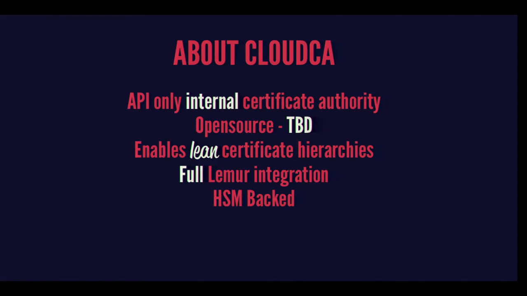So instead of trusting every CA under the sun, as most OSs do at the current moment, you can strip down your trust hierarchy to what you really need to talk to, right? So if you know that these two services are only going to talk to each other over TLS, they'll never talk to anybody else, you can reduce a lot of that trust and make that relationship much more secure. Unfortunately, we don't have current plans to open source CloudCA, just a resource restriction. But maybe someday in the future we would do that.